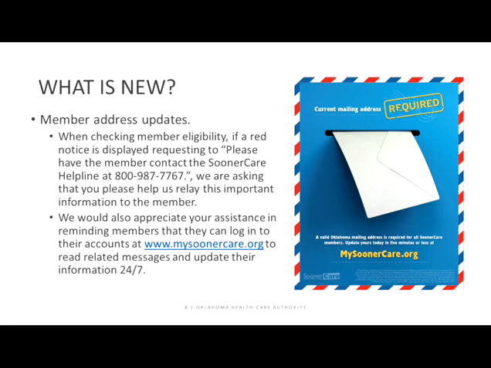If they don't update, they can call into the SoonerCare Helpline. They can also go to mysoonercare.org. It's their own little website, kind of like the provider portal, where they can update. If they are current, they won't have to worry about this, but we do get tons of mail back. So we do want to make sure that you, the provider, know about this. You can actually go out onto the public site and get a copy of this flyer to post in your office.